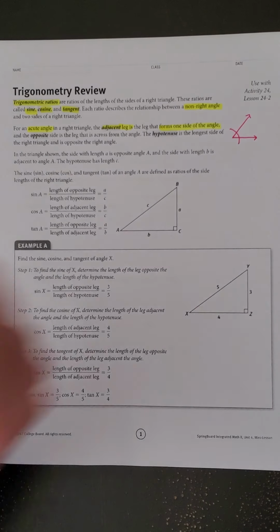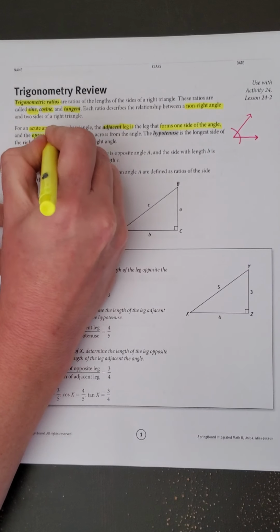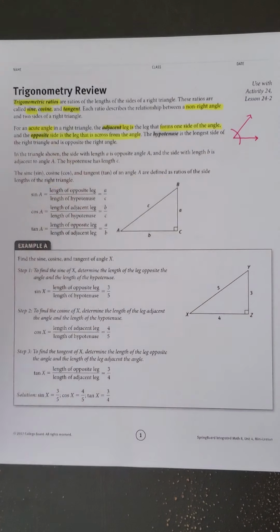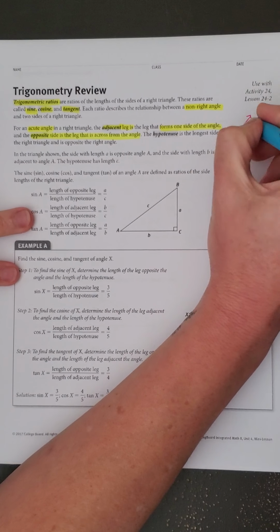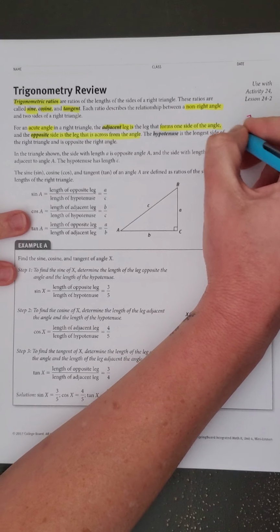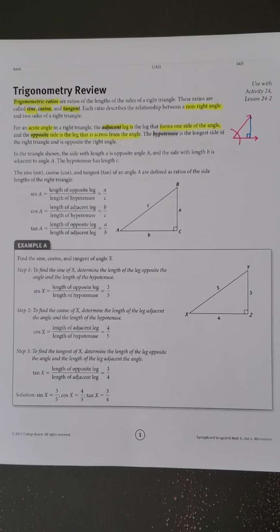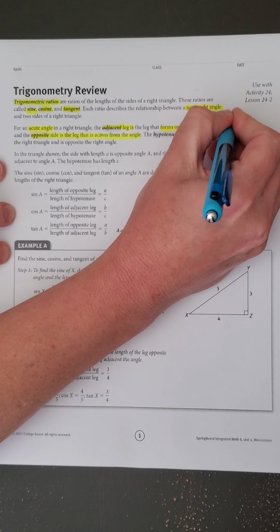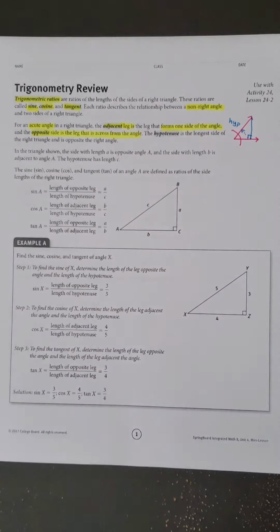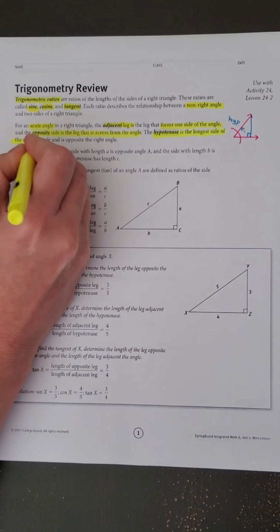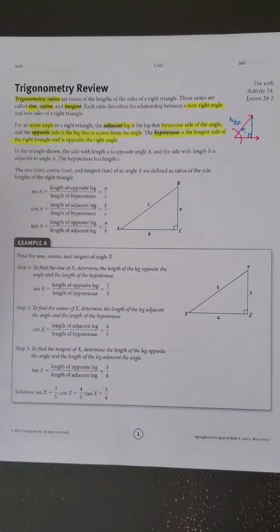Then it says that the opposite leg is across from the angle. It's the one that does not touch the angle. So if I were going to form this into a triangle, the opposite leg would be the blue one from this angle. And then across from the right angle, that's always our hypotenuse. The hypotenuse is the longest side of the right triangle, and it's opposite the right angle.